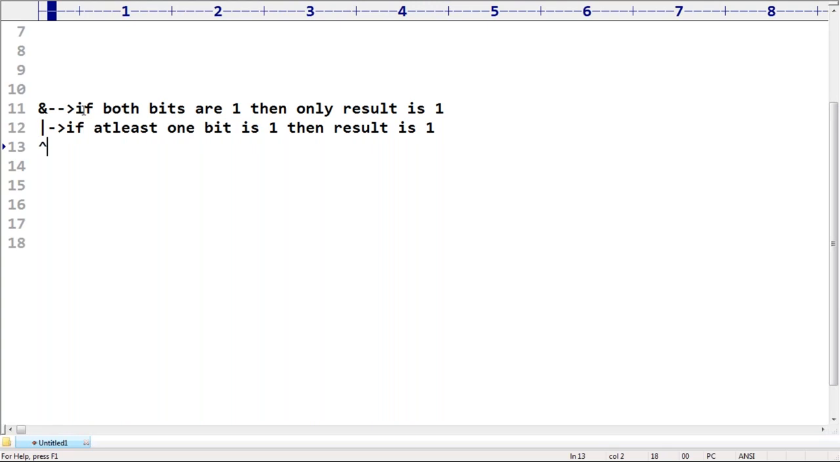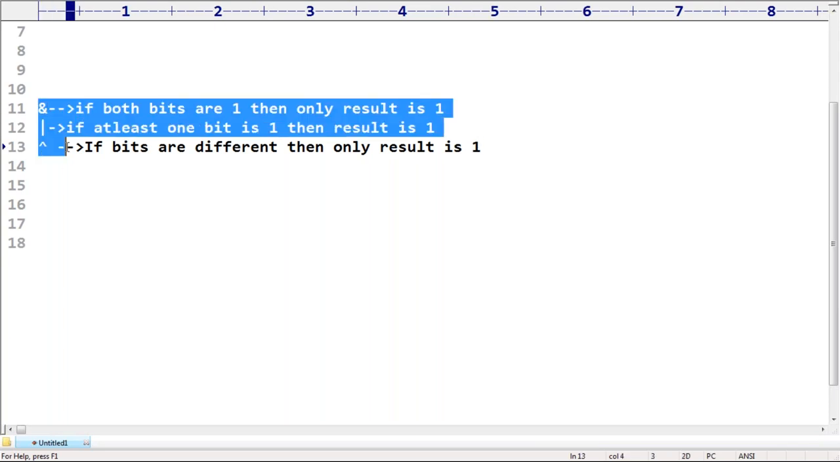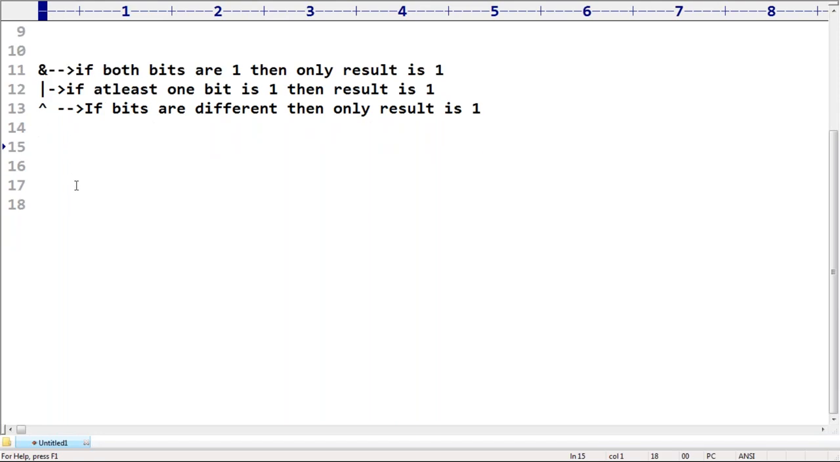Can you please tell when xor returns 1? If xor returns 1, it is when the bits are different. Xor means exclusive or. If bits are different, 1 0 or 0 1, like that, then only the result is 1. What does it mean? What is the meaning of this? Very simple.